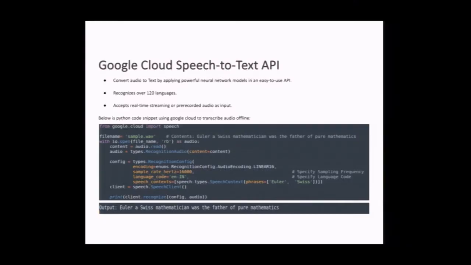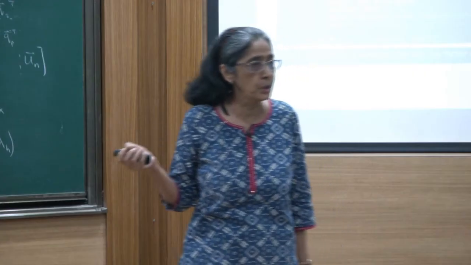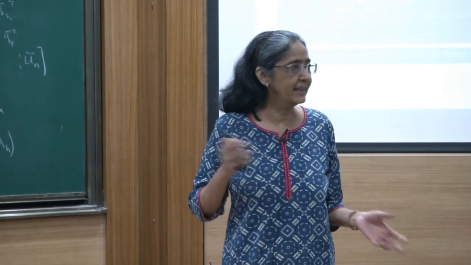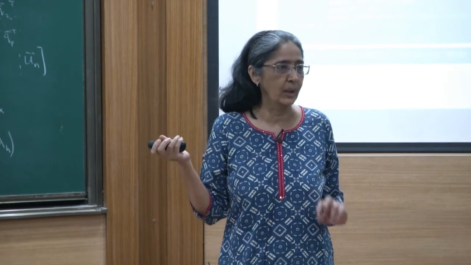But these APIs, of course, this Google API, needs so much information. Okay, EN, IN for Indian English, and then also some of the words are supplied like Euler, Swiss, and so on, because these are a bit unusual. So we are prompting it, telling it that this is also in the vocabulary.